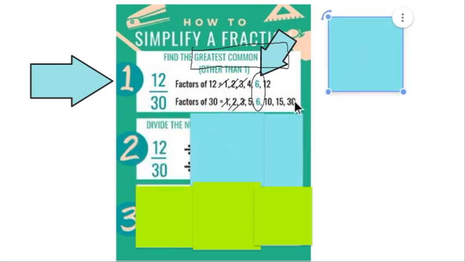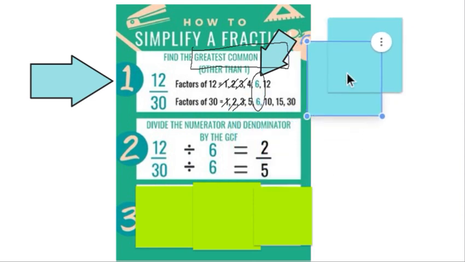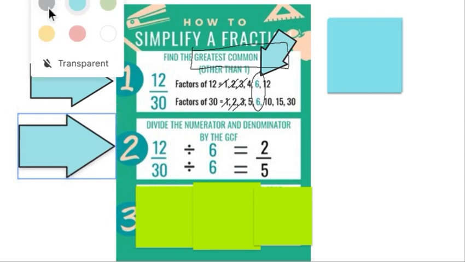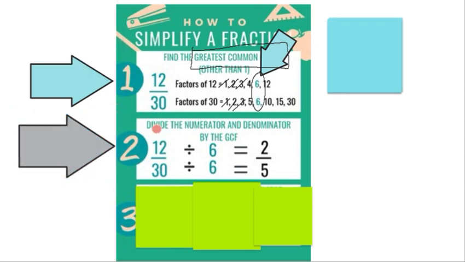So now let's go ahead and reveal step number 2. Step number 2 is right here. Step number 2 is to divide the numerator and denominator by the greatest common factor. We can refer back to the first step because our greatest common factor is 6. Now we are going to divide by 6, from our numerator and from our denominator.